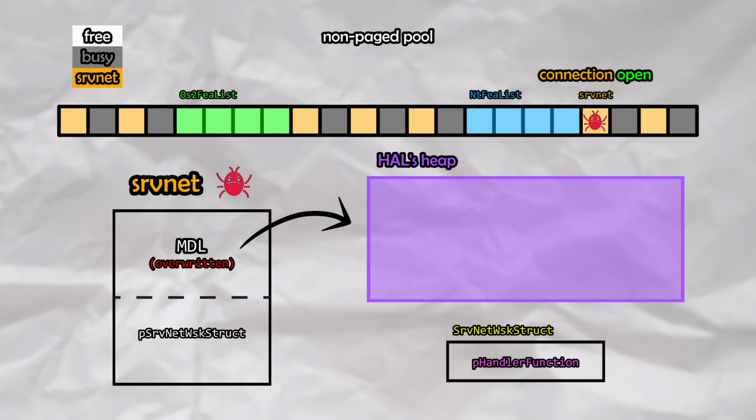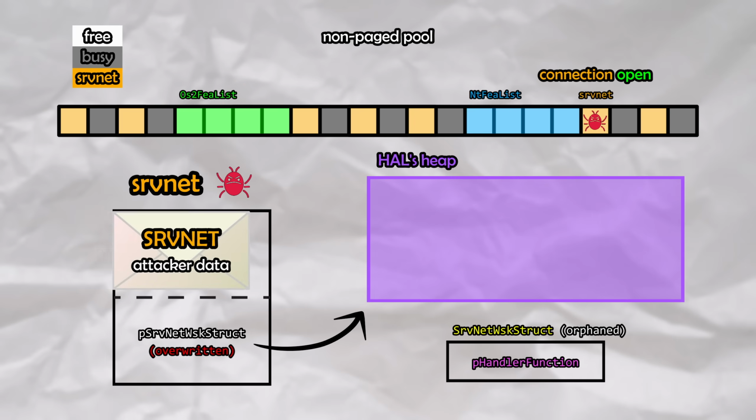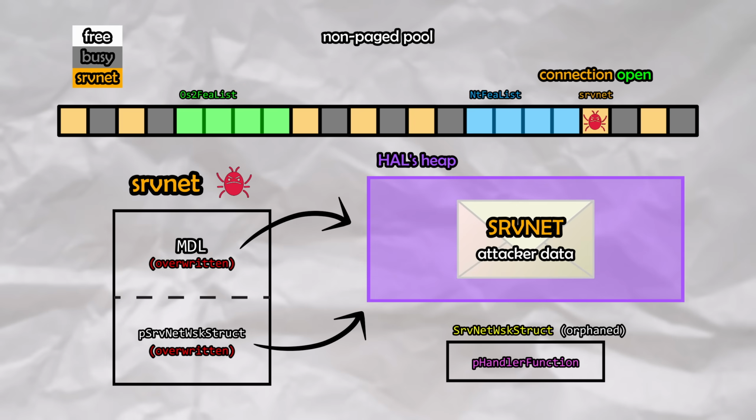The second thing we're going to overwrite in the ServNet struct is the pointer to the ServNet WSK struct, making it point to the exact same address in HAL's heap that we selected for the MDL. This means that rather than pointing to the real ServNet WSK struct, it is going to point to a place that can contain attacker-injected data instead. With this, all of our work is now done. Let's see what happens when we send in some carefully crafted data over the ServNet connection. Because we overwrote the MDL, it will end up being placed within a known location in the HAL's heap.